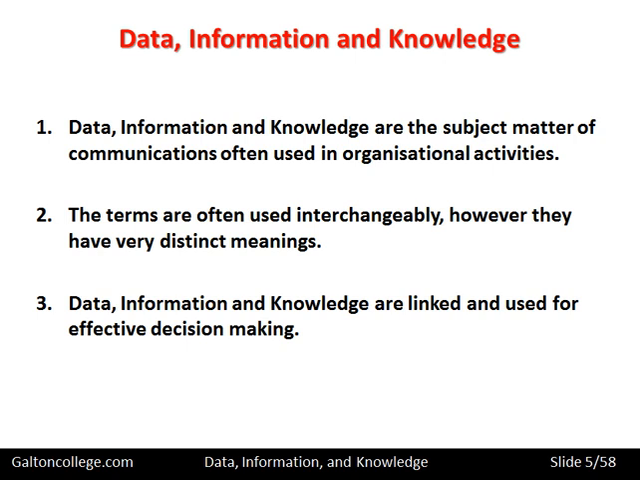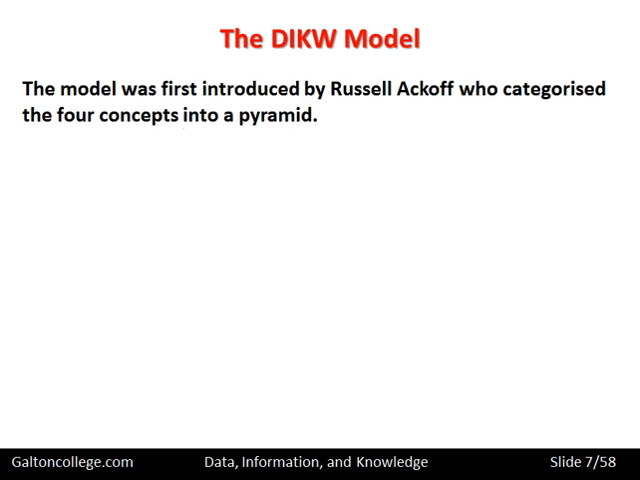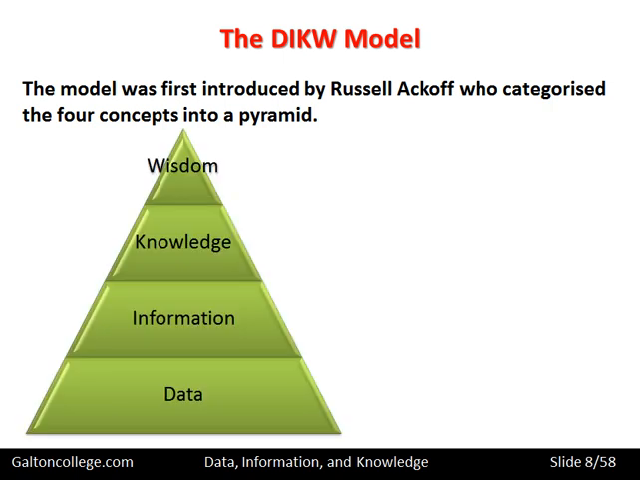Now let's look at one model that links this. This is called the DIKW model, and we'll see what that means in a second. But this model clearly illustrates the way in which the three concepts are linked. It was first introduced by Russell Ackoff, who categorized the four concepts in a pyramid. So we have four concepts, DIKW, and he organized them in a simple pyramid to show how they're linked. We have data at the bottom, information sitting just above it, knowledge above that again, and wisdom above it again, which gives us the DIKW model: data, information, knowledge and wisdom.